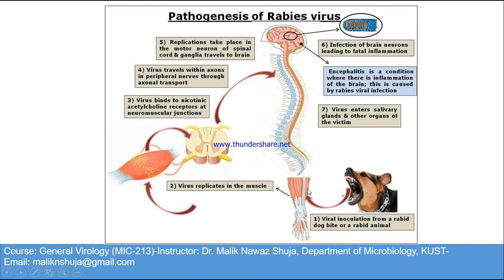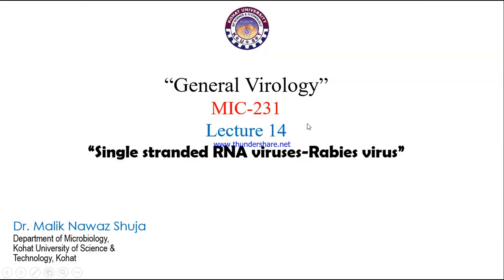Then it replicates inside the muscles. From the muscles, the virus binds to nicotinic acetylcholine receptors at the neuromuscular junctions, and then finally it reaches the brain, and from the brain it again starts inflammation, and then it spreads into the salivary glands and other organs of the victim. Basically, at this stage it shows its maximum control.